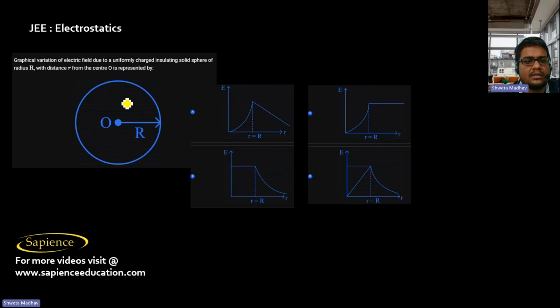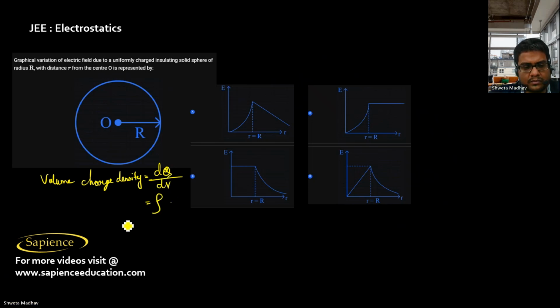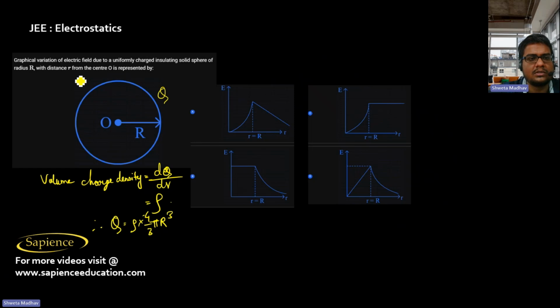So let's say the volume charge density is rho. So your volume charge density, that is dq by dv, is equal to rho. Therefore, the net charge of this sphere Q is equal to rho into 4 by 3 pi R cube. Now, how much is the electric field variation with r?